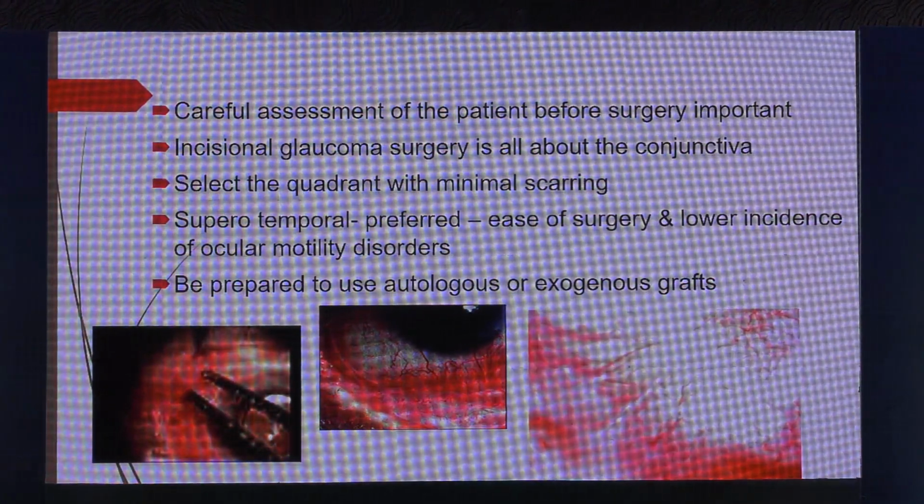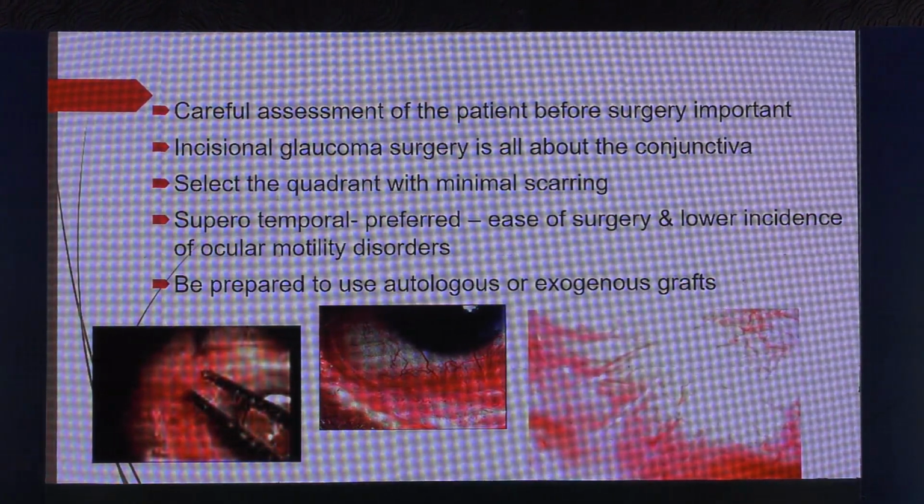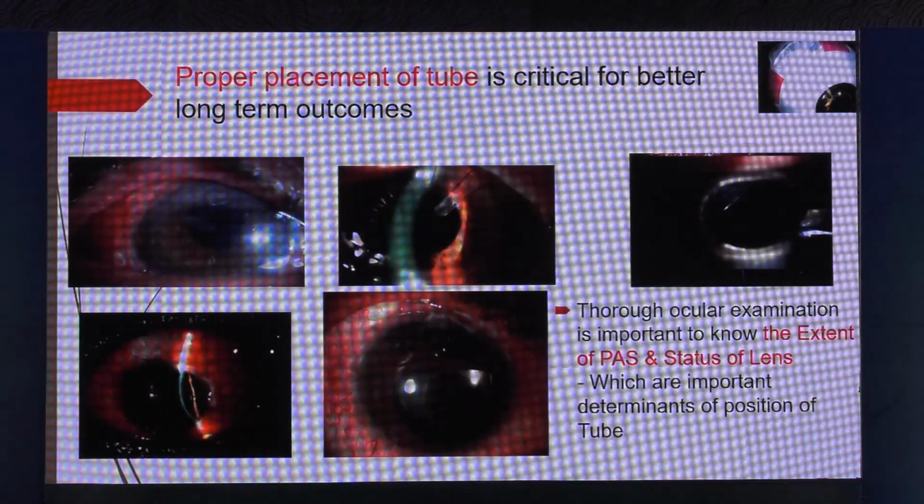For any incisional glaucoma surgery, it is very, very important to have a careful assessment of the patient before surgery. And incisional glaucoma surgery, as we know, is all about conjunctiva. So for any incisional surgery, we need to select the quadrant which has the least scarring. For AGVs or any implant, the superior temporal quadrant is the most preferred one because of the ease of surgery and the lower incidence of ocular motility disorders, and cosmetically also it is the best quadrant. Be prepared to use autologous and exogenous graft in case it is needed.